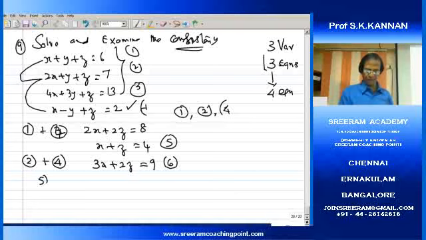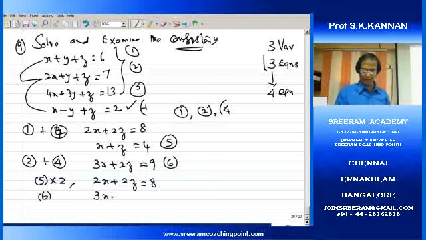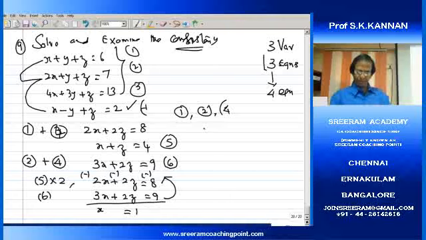Now the 5th equation multiplied by 2. I get 2x plus 2z equal to 8. 6th equation as it is: 3x plus 2z equal to 9. Subtract, that means change the sign. z cancels, x equal to 1. We got the value of x. x plus z equal to 4. 1 plus z equal to 4. I get z equal to 3.